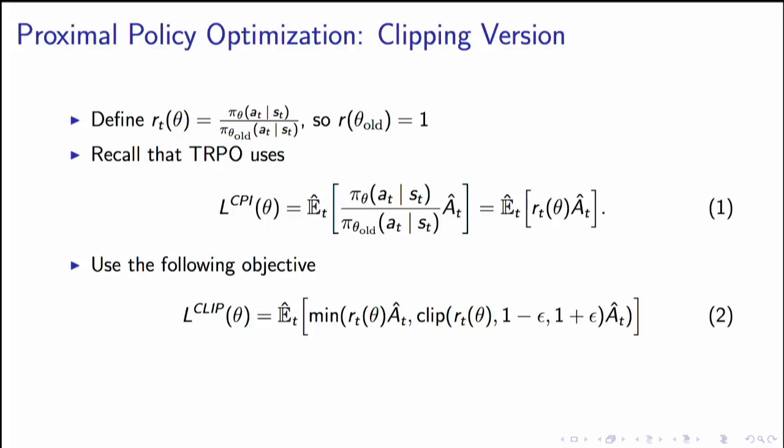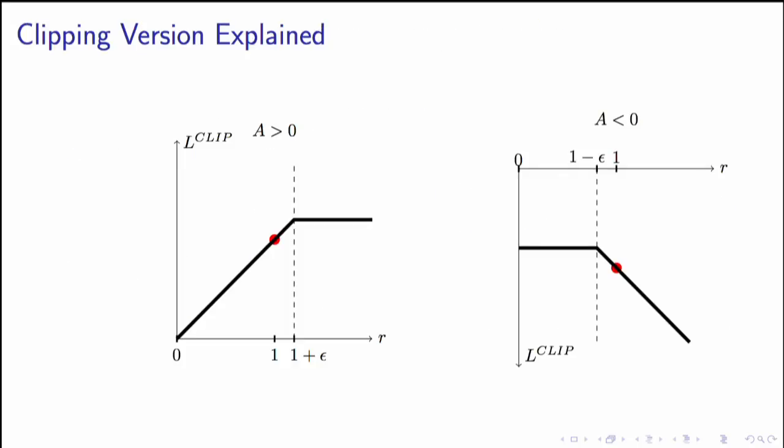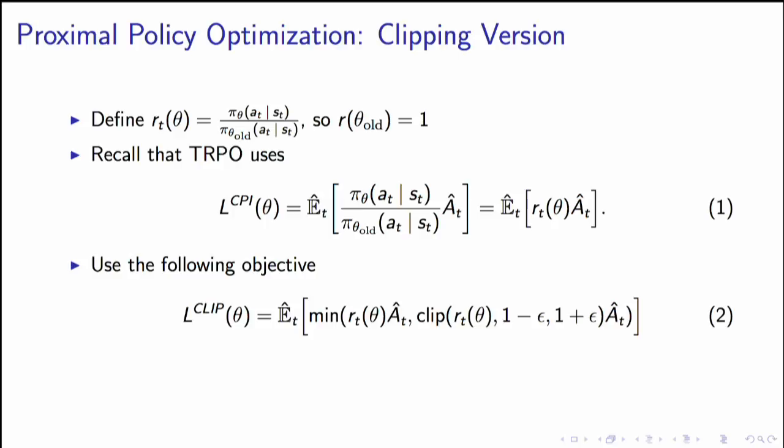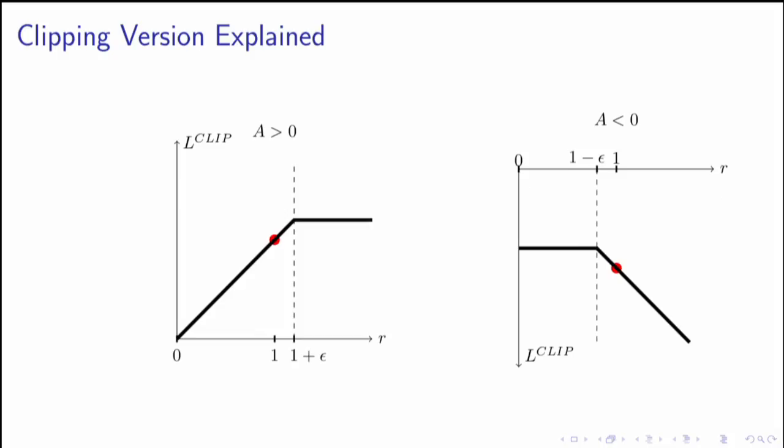Point-wise minimum means we're being pessimistic. We take whichever one is worse according to our criteria, which is maximization. Okay, so that's what the objective is. You might think you want to clip the importance ratios because you don't want them to go too far away from 1. That's part of the intuition. And I'll explain why we want to take the minimum between the unclipped and the clipped version.